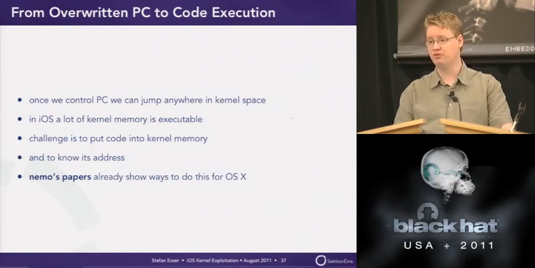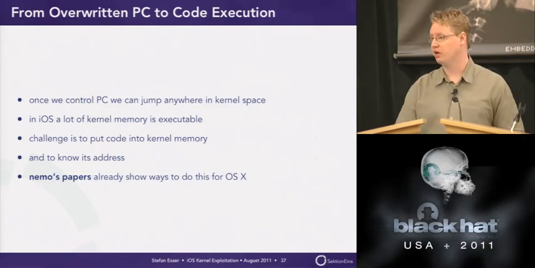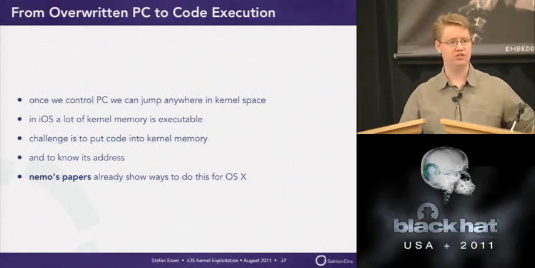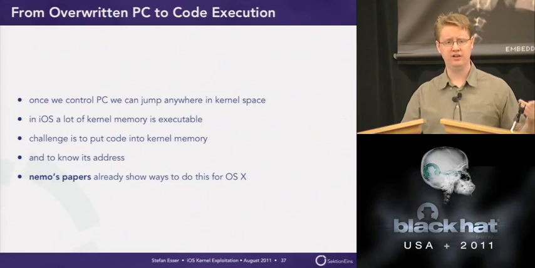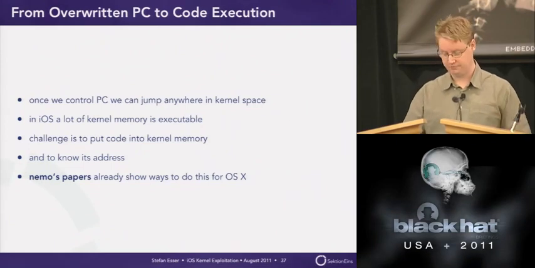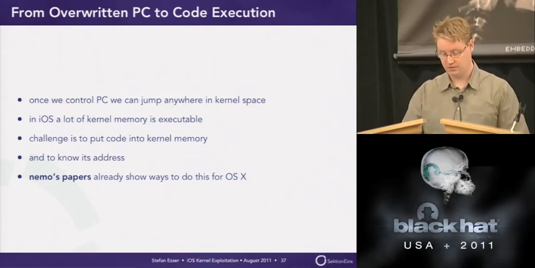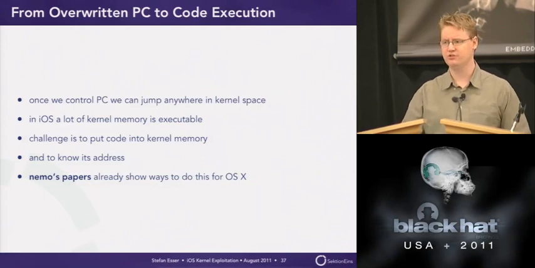Yeah, and the other problem is you need to know the address of the code you put in there. When you're into macOS exploitation, you know that there are a lot of papers from Nemo, and he also wrote a chapter of the kernel exploitation book about OS X exploitation. He shows you some ways to get stuff into the kernel at a fixed address. Not a fixed address, but an address that you can leak easily. I don't know if this still works because I don't use that on iOS, but it should still work. I think I tried it in the past and it worked, so maybe it still works.